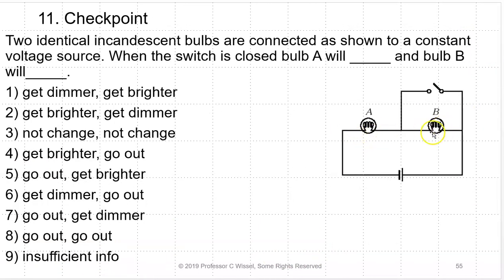Two identical incandescent bulbs are connected as shown to a constant voltage source. When the switch is closed, bulb A will blank and bulb B will blank. Well, bulb B is going to go out, and all the current's going to flow around this shunt here. A shunt is otherwise known as a short circuit. That will allow this potential here to be completely across A instead of being split. So bulb A is going to get brighter and bulb B goes out.